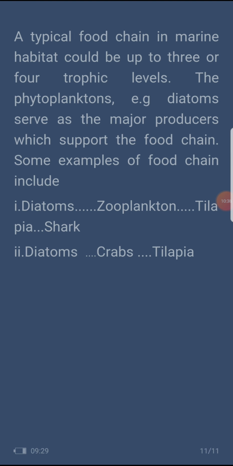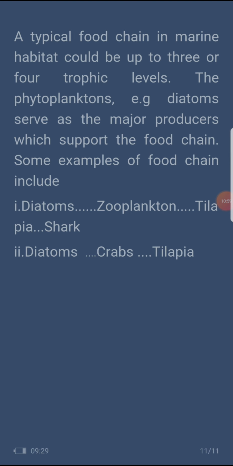Food chain in the marine habitat. A typical food chain in the marine habitat could be up to 3 or 4 trophic levels. I'm sure we should know food chains by now; you were taught in your SS1. Yeah, I can remember that. Now the phytoplanktons, e.g. diatoms, serve as major producers which support the food chain.